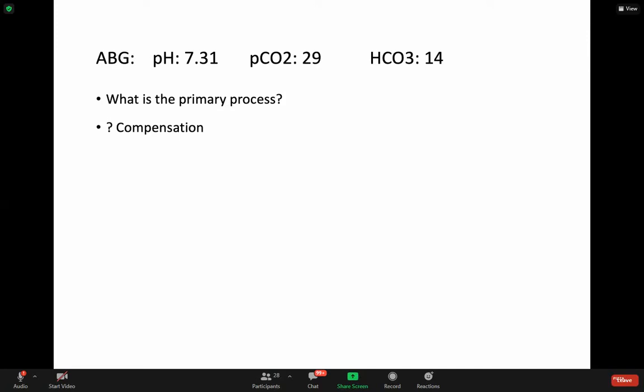So this patient has metabolic acidosis, okay, with compensated respiratory alkalosis. Do you agree with me?